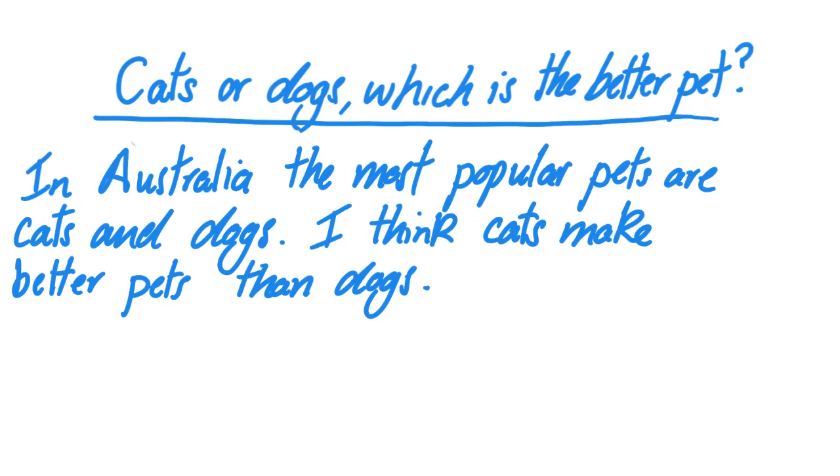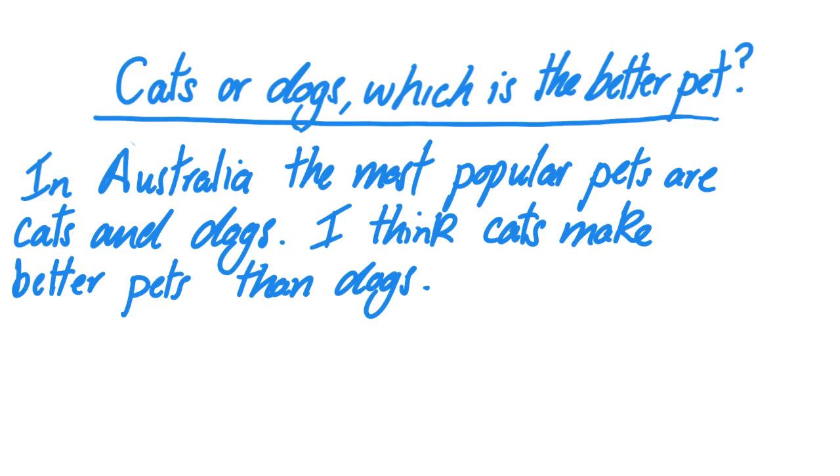It's time for us to start thinking about writing a paragraph. In our example here, we've got our title, Cats or Dogs, which is the better pet. And we've also got an introduction, the way we looked at yesterday. In this case, we've started with a situation. What's going on? What's going on is, in Australia, the most popular pets are cats and dogs.